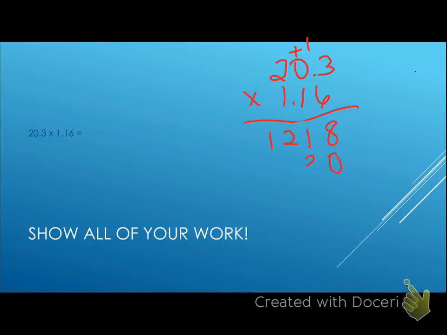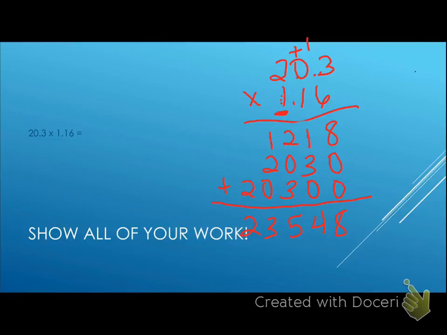1 times 3 is 3. 1 times 0 is 0. 1 times 2 is 2. Now, since I'm moving here to this third digit, that means I need 2 placeholders. And same thing, 1 times 3 is 3. 1 times 0 is 0. 1 times 2 is 2. And now I'm going to add everything up. 8, 0, and 0 is 8. 1, 3, and 0 is 4. 2, 0, and 3 is 5. 1, 2, and 0 is 3. 2 and nothing is 2.